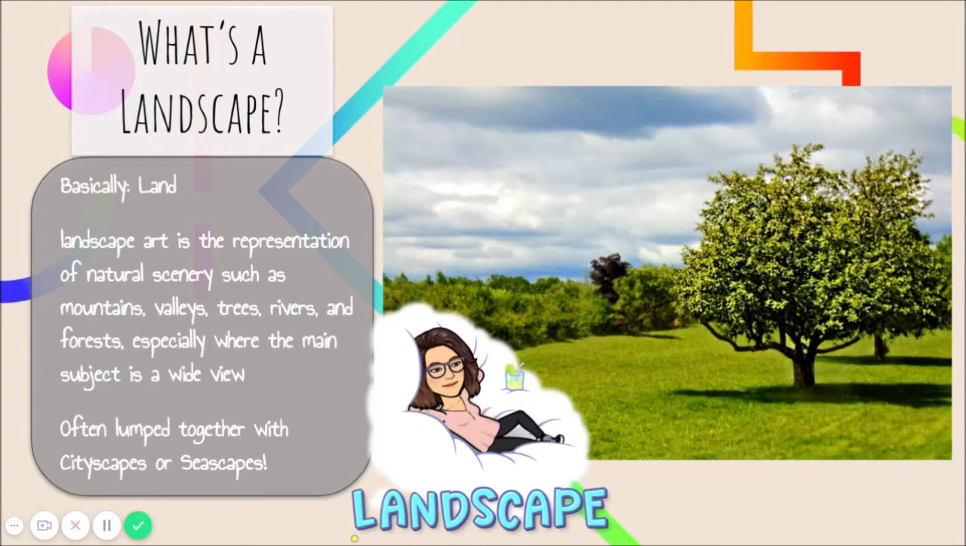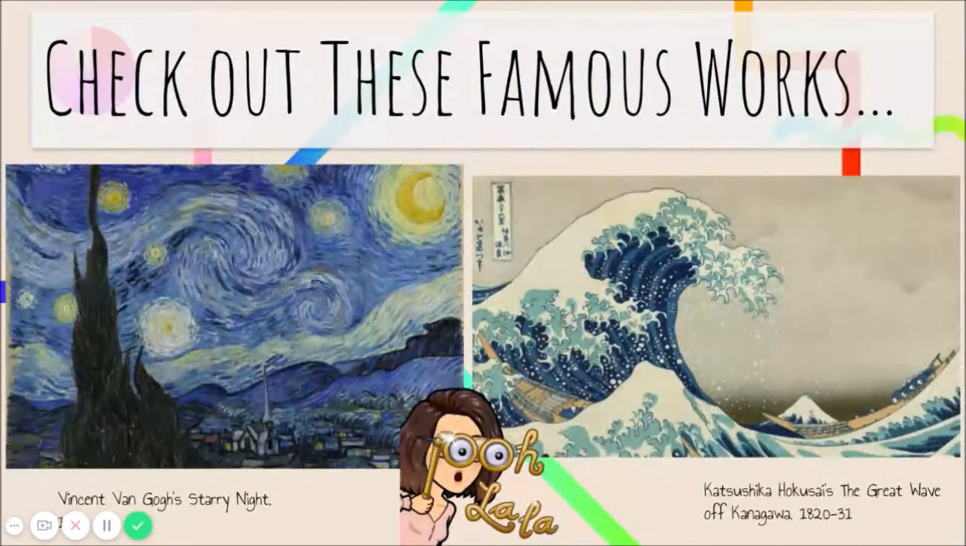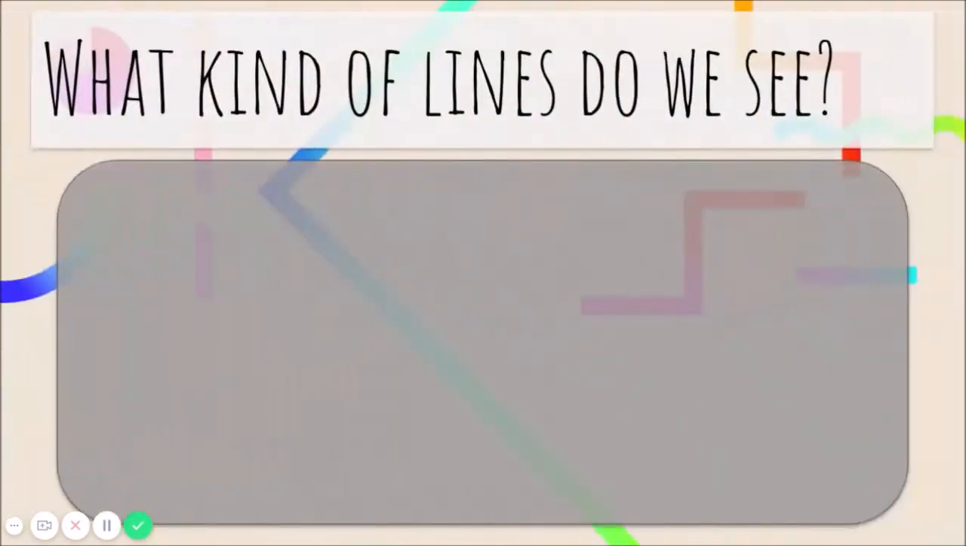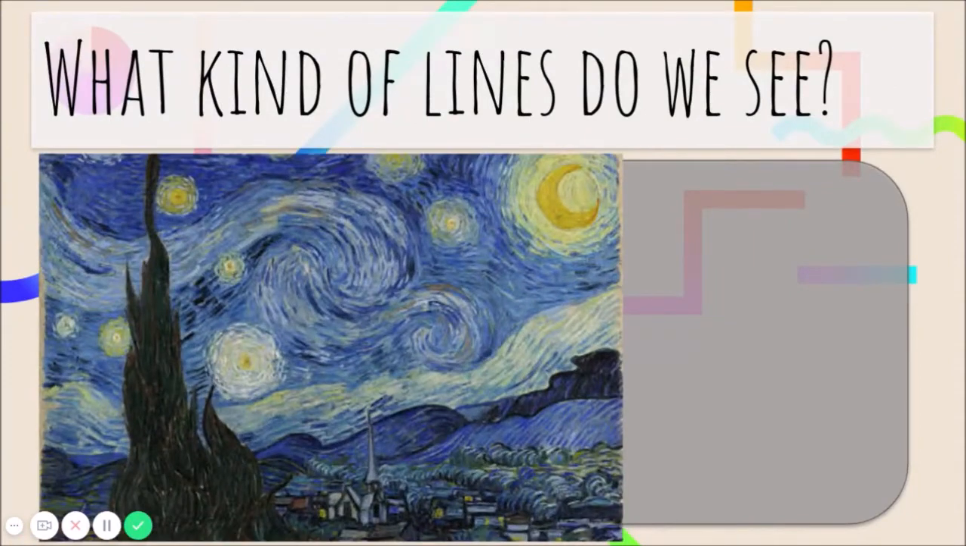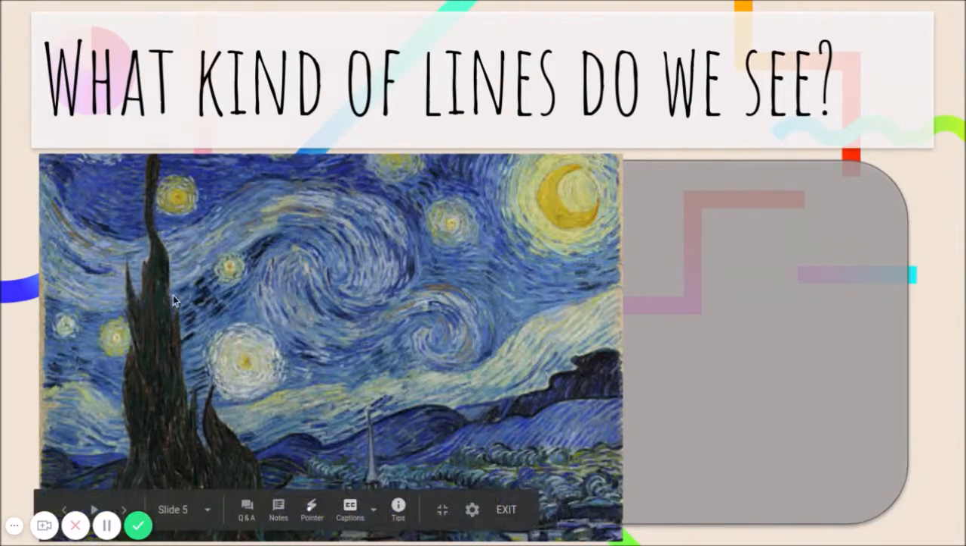So let's look at a couple of famous works. Here we have Van Gogh's Starry Night and Hokusai's The Great Wave off Kanagawa. You've probably seen these before somewhere. So let's look closer. What kind of lines do we see in Starry Night? Do we see swirly lines? How about curvy? There are horizontal and vertical, and some long lines and some short lines.